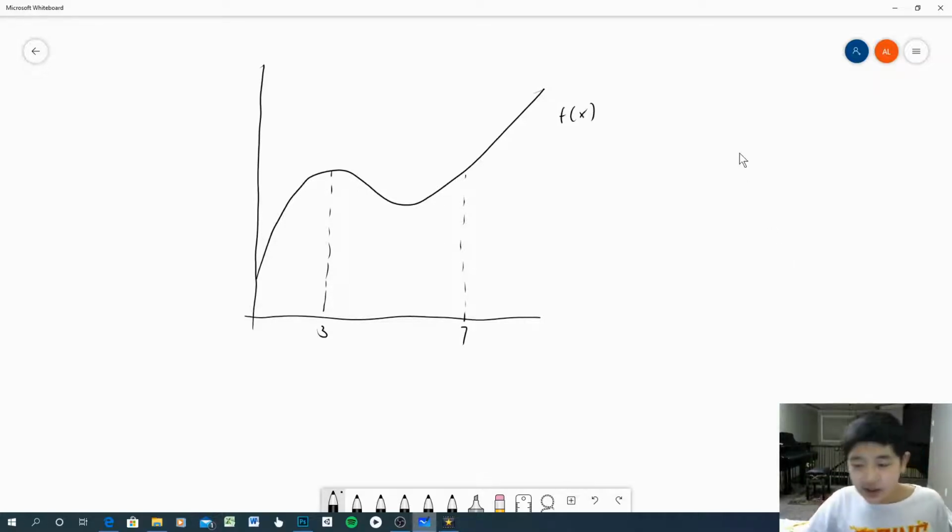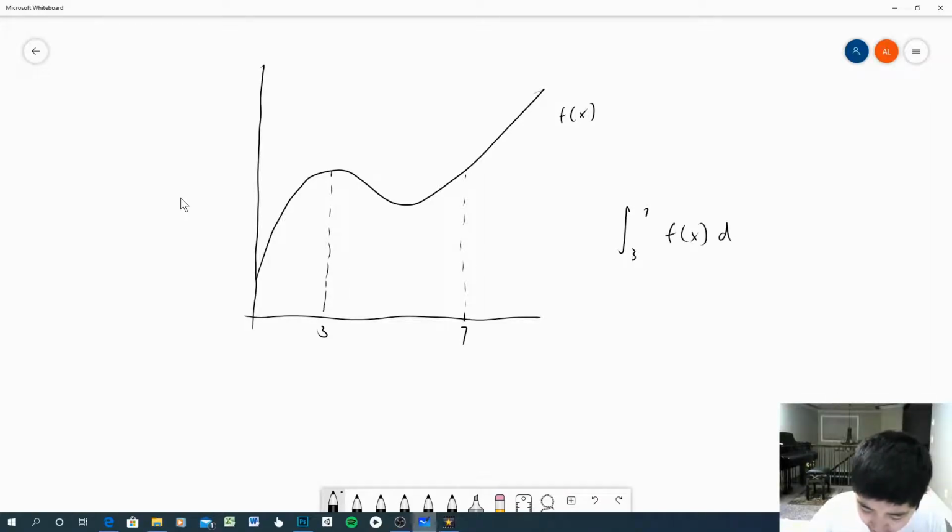Well, we can introduce a new principle of calculus called the integral. And to solve this problem, we can use an integral notation like this, from 3 to 7 f(x) dx. And solving for this will give us the area under this curve. In this video, we're just going to tell you what this actually means, the definition of this. In the next video, we're going to tell you how to solve one of these.